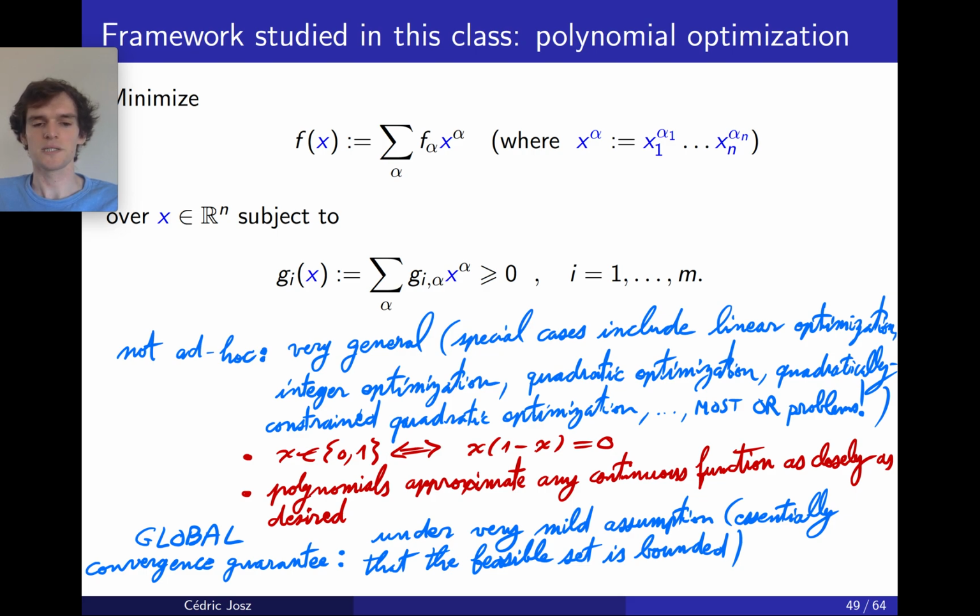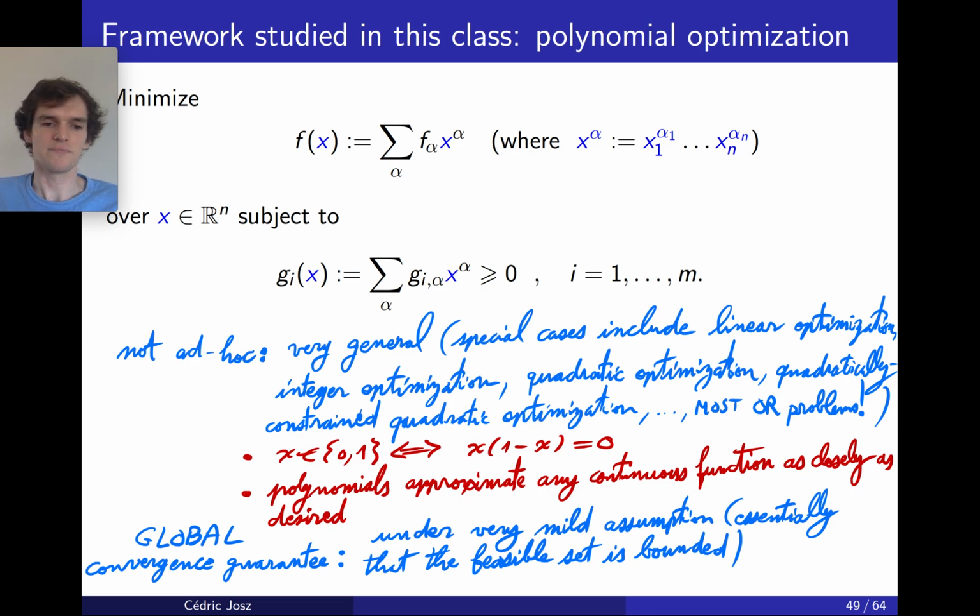So yeah, a lot of OR problems. Just want to note, why does it include integer programs? It's very simple, because if you have a binary variable x that is only equal to 1 or 0, well, you can easily model that using a polynomial. You just write it as x times (1 minus x), the only solutions being 0 and 1. And then also to get a sense of how broad this class really is, just think that polynomials can approximate any continuous function as closely as desired on bounded sets. So effectively, you can model a lot of problems with this to basically arbitrary accuracy.